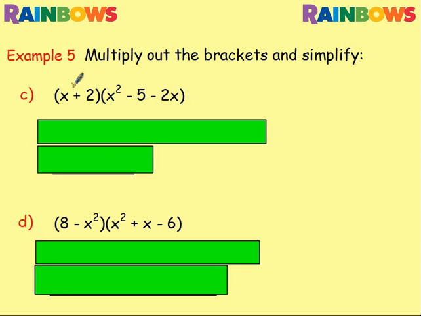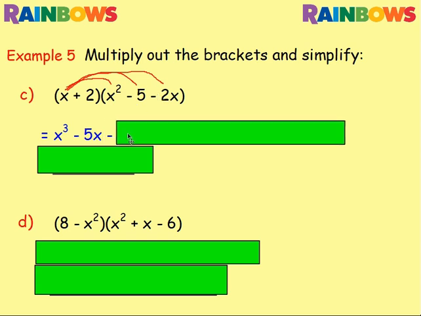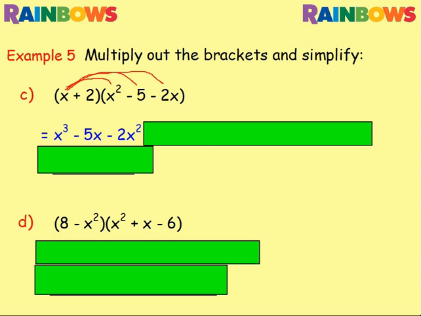For this one here, once again, you've got an x plus 2 and again 3 terms in this bracket. So, start off the exact same way, just drawing the wee rainbows. So you've got x times x squared, then the x times the negative 5, and then the x times the negative 2x. So, doing that, x times x squared is x cubed, x times negative 5 is negative 5x, and x times negative 2x, positive, negative, so it's going to be negative, and x times 2x, number-wise is a 2, and x times x is x squared.